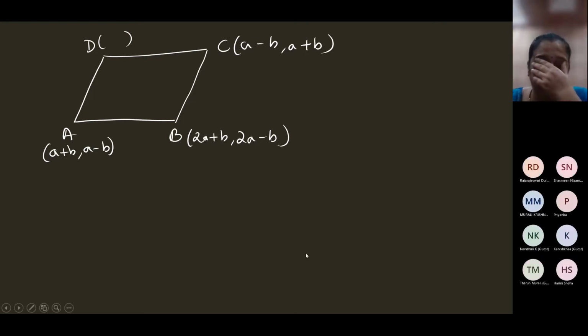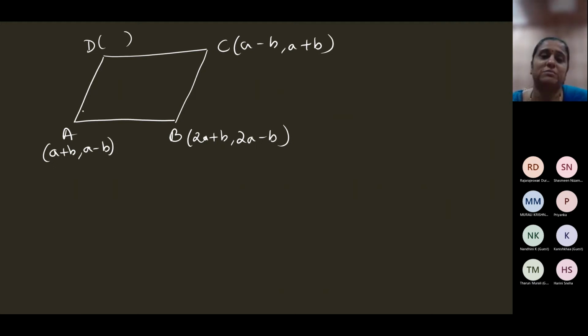Yes, children. So the diagonals will have the same midpoint. That's what is meant by the diagonals bisect each other. So if you have to find the coordinates of D, this is the method. Don't use a distance formula. All that is going to be very tedious. Don't do all that.